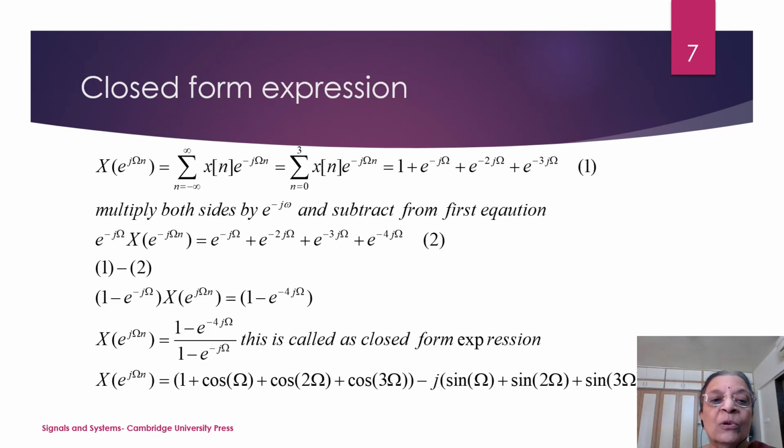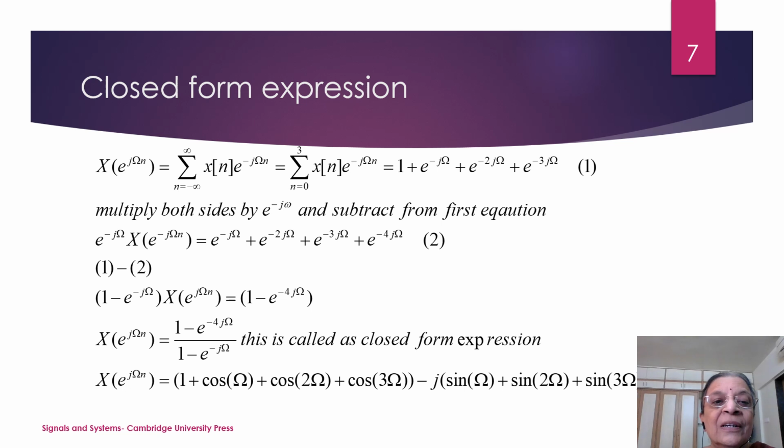Now how do we write the closed form expression for this? What I will do is multiply this equation by e raised to minus j omega. This 1 is multiplied by e raised to minus j omega, and this term is multiplied by e raised to minus j omega, so it becomes e raised to minus 2 j omega. In this fashion I get equation 2. Now when I subtract equation 2 from equation 1, the corresponding e raised to minus j omega, minus 2 j omega and minus 3 j omega terms will cancel. I will have 1 and minus e raised to minus 4 j omega on the right hand side.